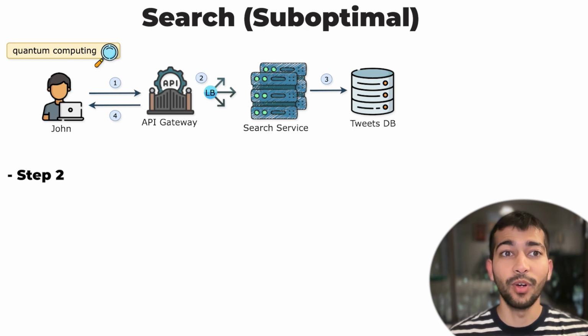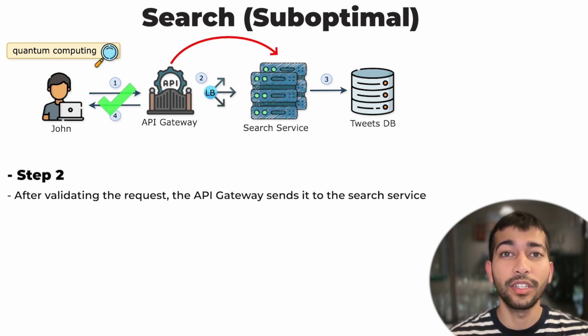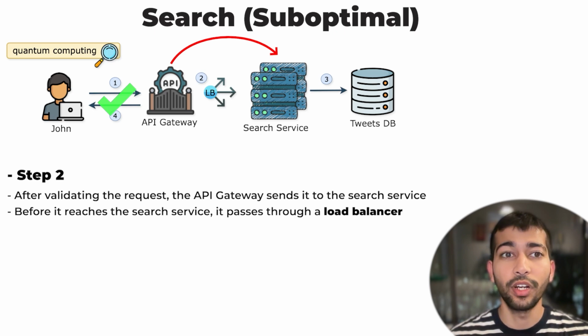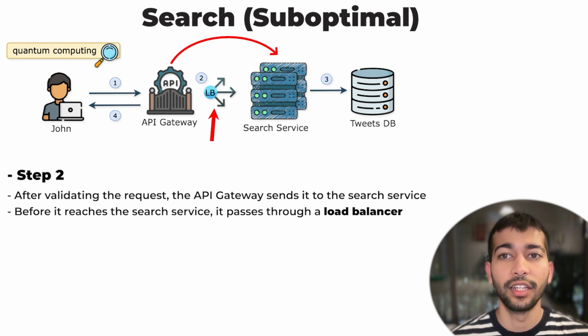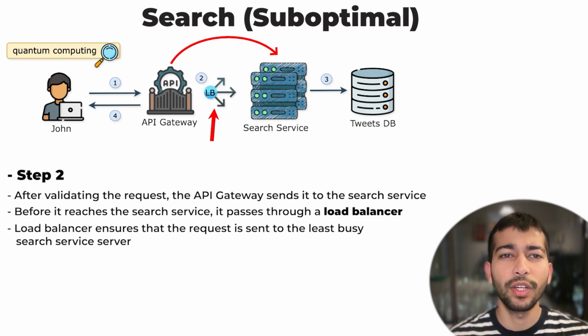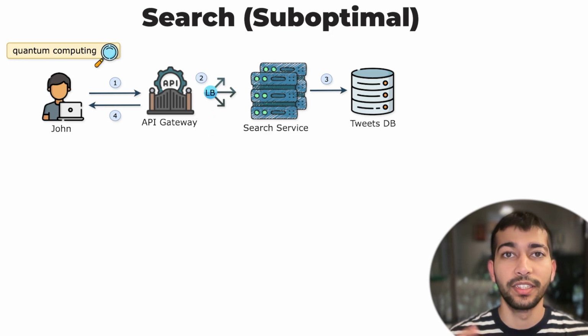Now in step 2, after validating the request, the API gateway sends it to the search service. But before it reaches the search service, it passes through a load balancer. The load balancer ensures that the request is sent to the least busy search service server. As you all know, there are multiple servers for this search service, so the load balancer ensures that the request is sent to the least busy one. It balances the load.